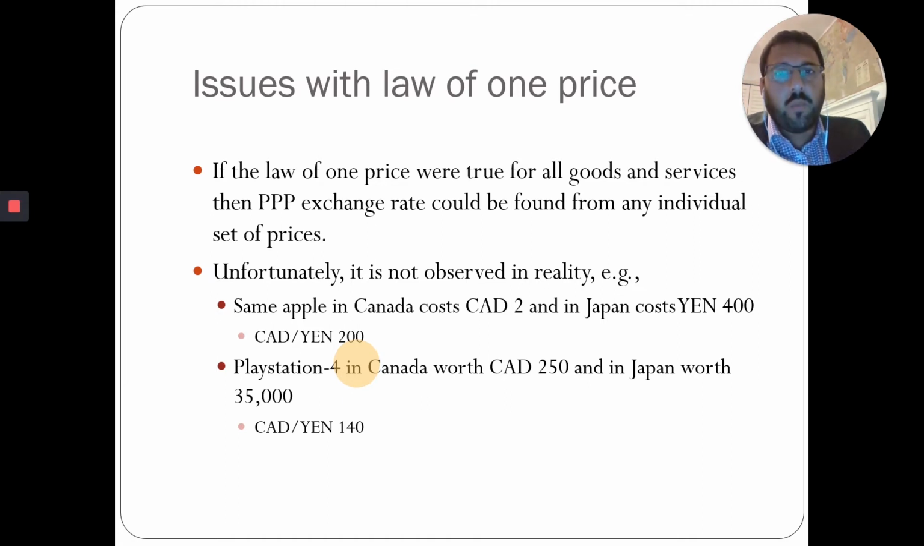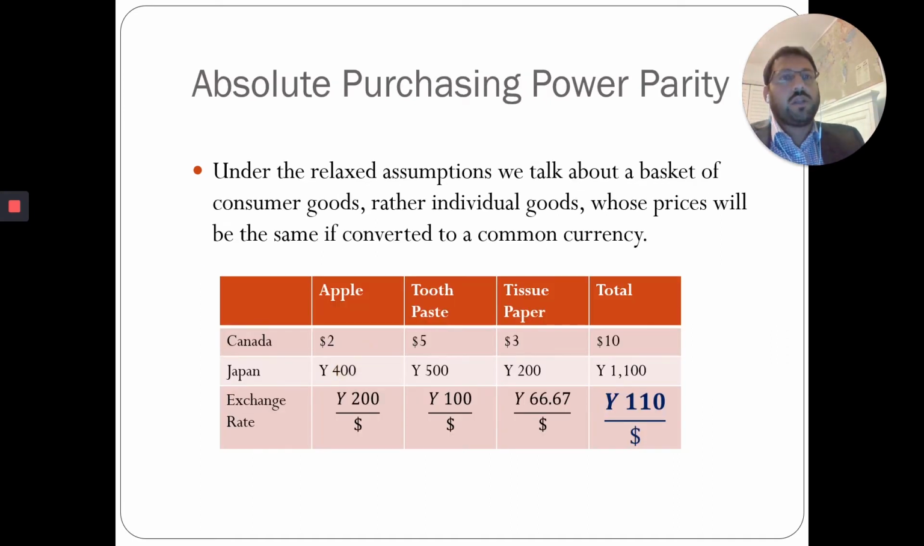So one of the assumptions which we are going to relax is absolute purchasing power parity. Once people saw that the law of one price is not explaining the exchange rate very well, they moved ahead with relaxed assumptions. Rather than one identical product, we talk about a basket of consumer goods, and we say that the law of one price for an individual product within the basket might not hold, but it can hold for the overall basket.